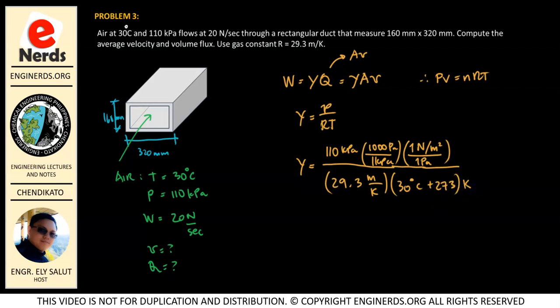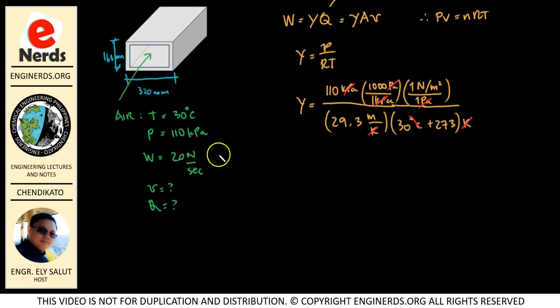Okay, so now let us check our units. Our temperature in degrees Celsius is converted to Kelvin, and our Kelvin will be cancelled out. Our Pascal will be cancelled out. Our kilopascal will be cancelled out. And then what remains is Newton per cubic meter, so that will be our unit here. So now let us solve for our specific weight.